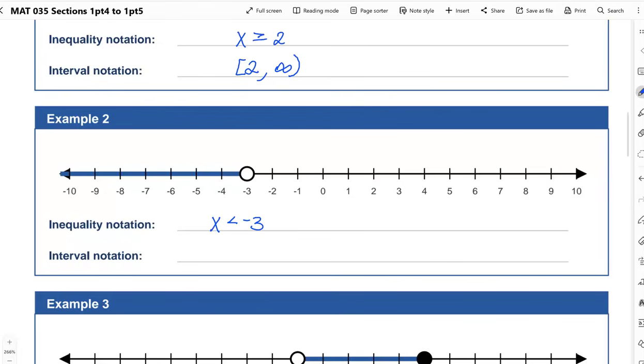Interval notation, let's think about that number line again. So this left-hand side heads to -infinity. So I'm going to use -infinity, comma, -3. And I'm using parentheses on the -infinity and the -3.